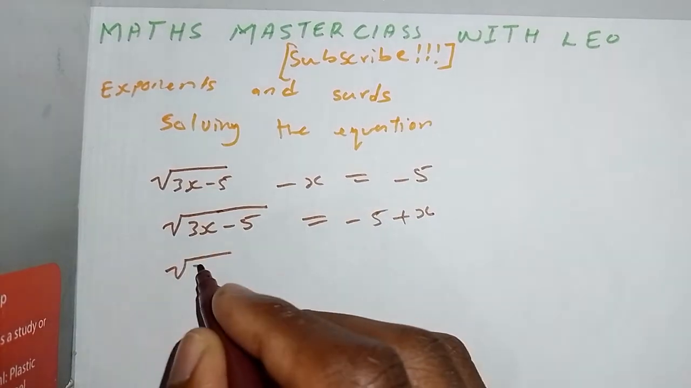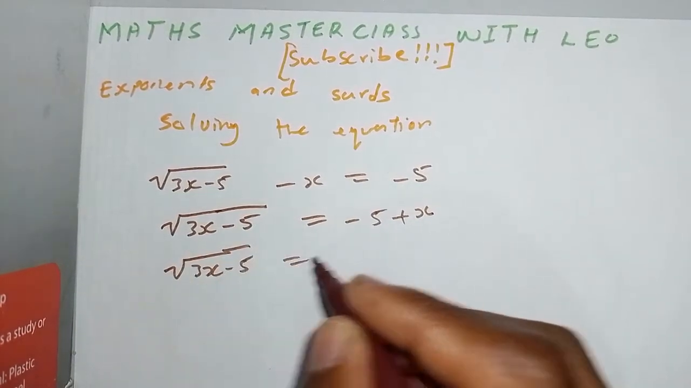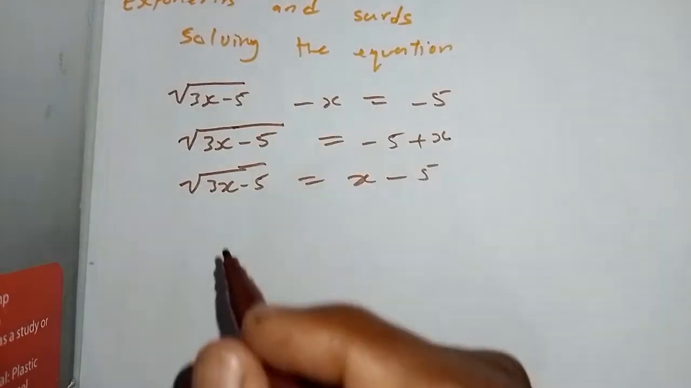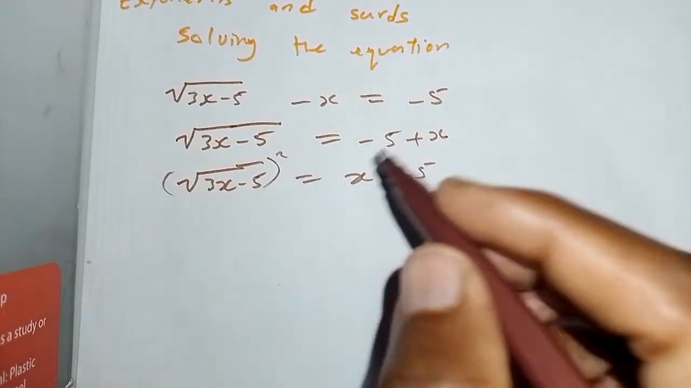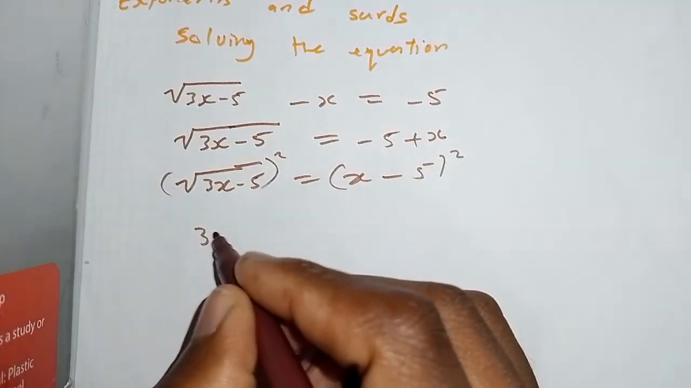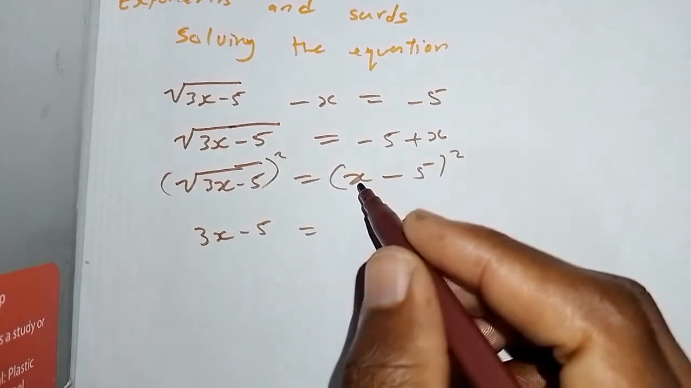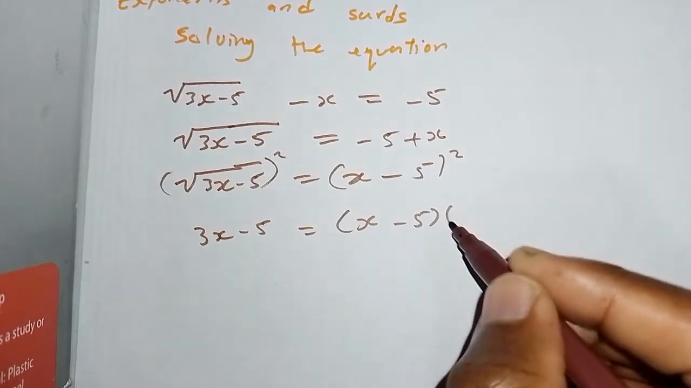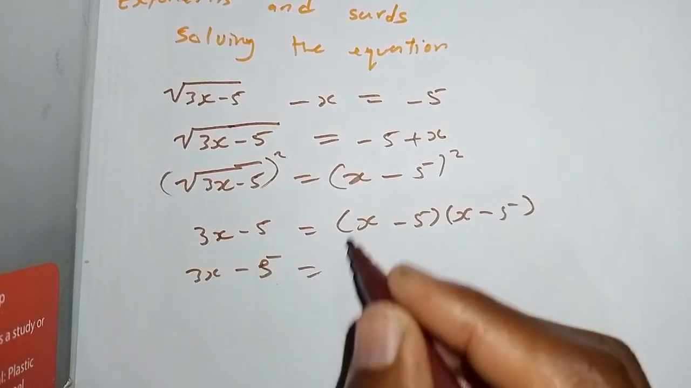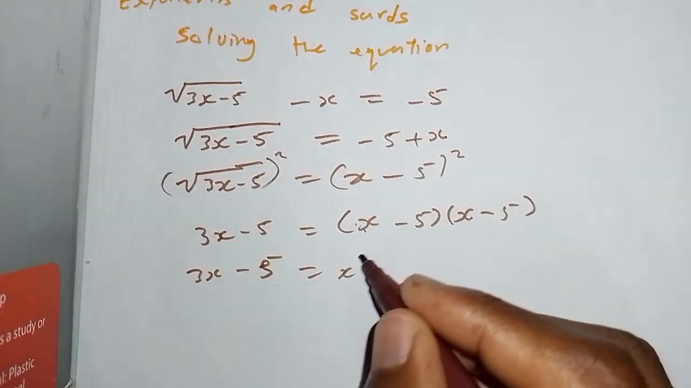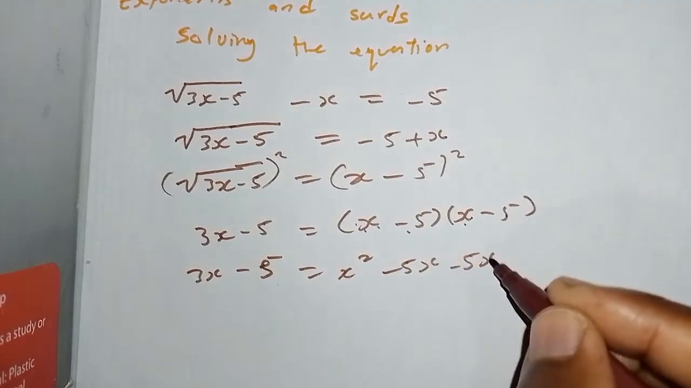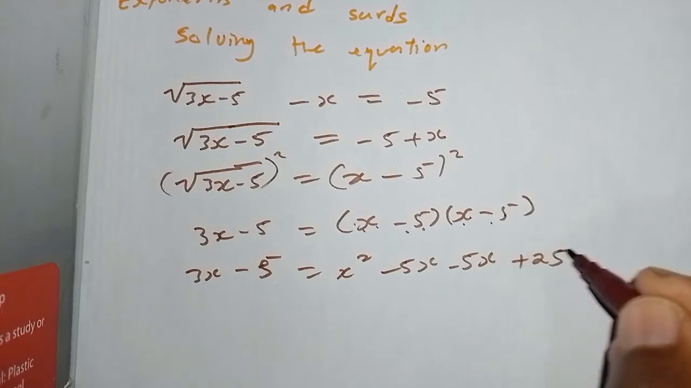Then I can just rewrite this as x minus 5. Then introduce squares to remove the surd, or the square root. Then I'm going to be left with 3x minus 5 equals x minus 5 all squared. This is going to be x squared, this and this is minus 5x, this and this is minus 5x, and this and this is plus 25.